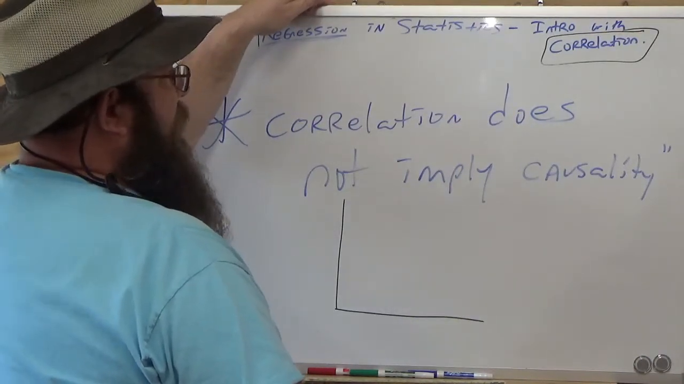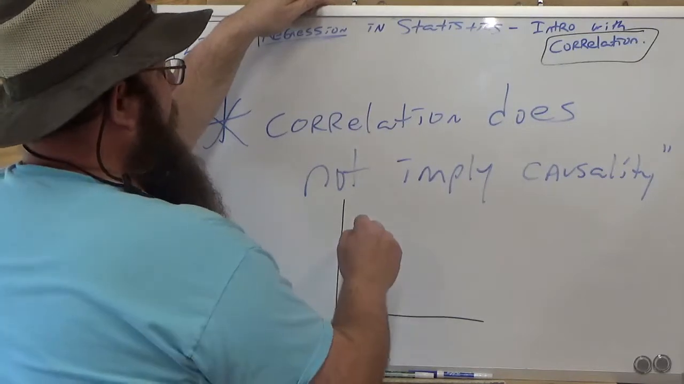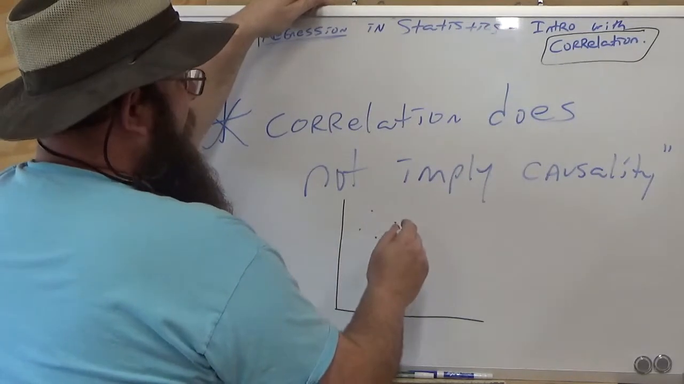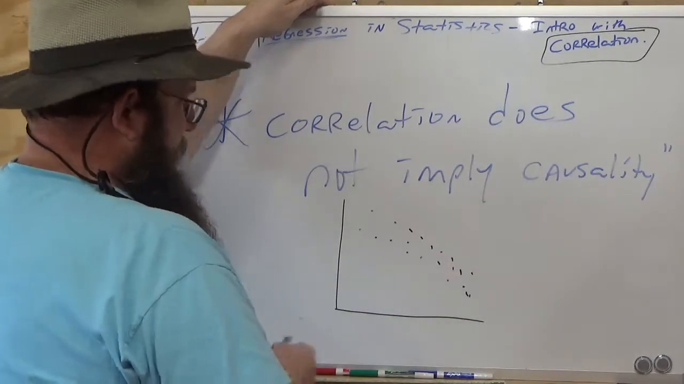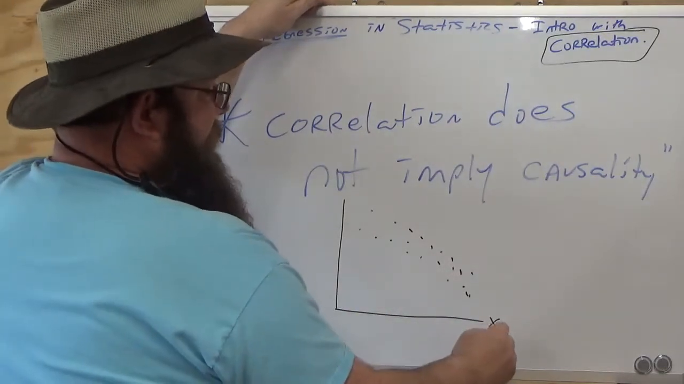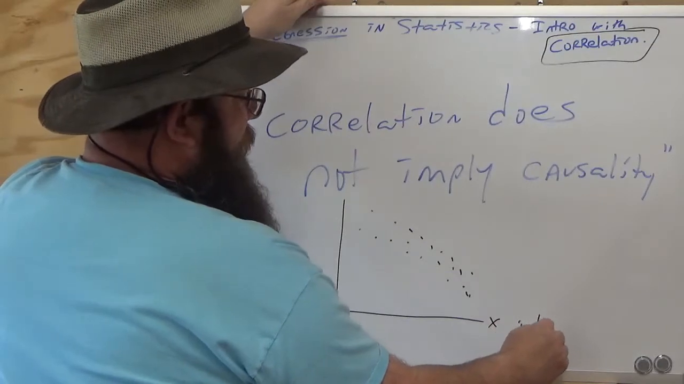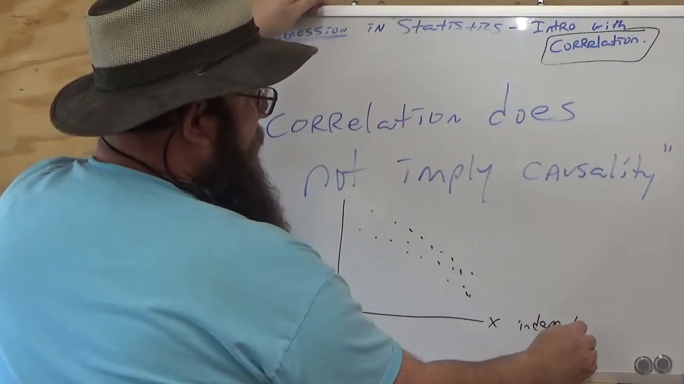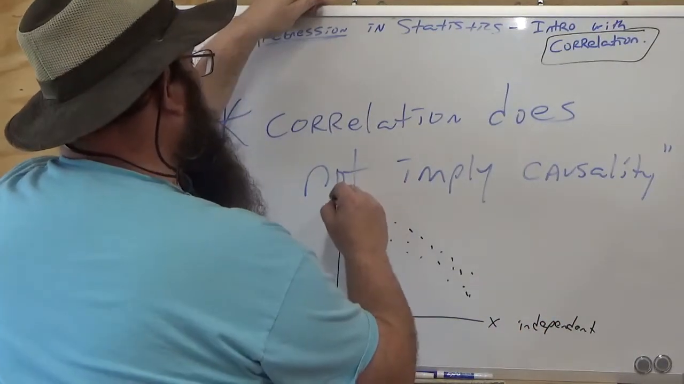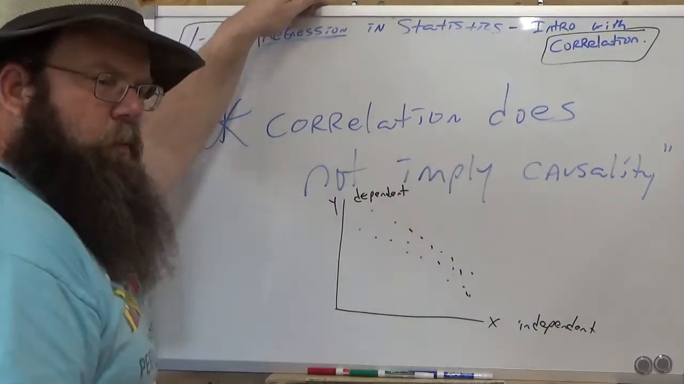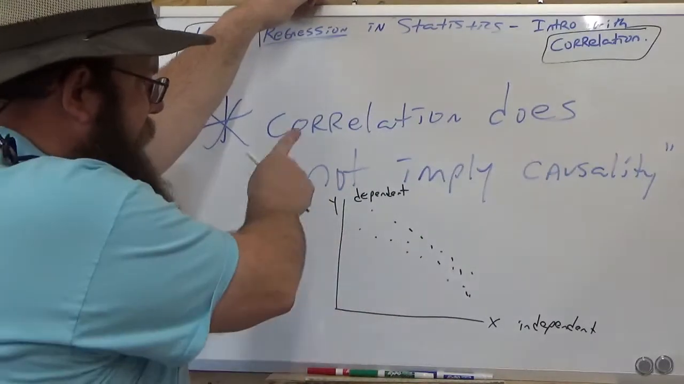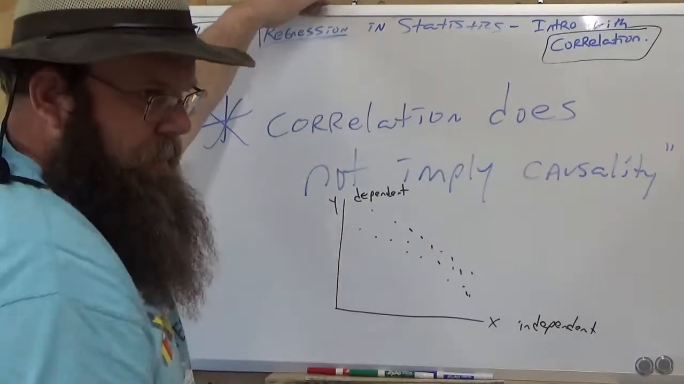So let's just say, I don't know, we'll come up with something. Here's a scatter plot. Okay, the x-axis. This is the independent axis, right? Independent. And this is the y-axis, the dependent. See how algebra 1 comes back? The dependent number depends on the independent.